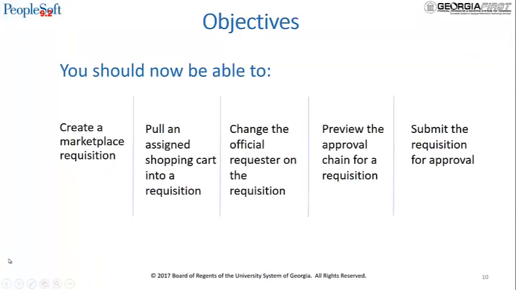You should now be able to create a marketplace requisition, pull an assigned shopping cart into a requisition, change the official requester on the requisition, preview the approval chain for a requisition, and submit the requisition for approval. This concludes this lesson on creating a Georgia First Marketplace requisition.